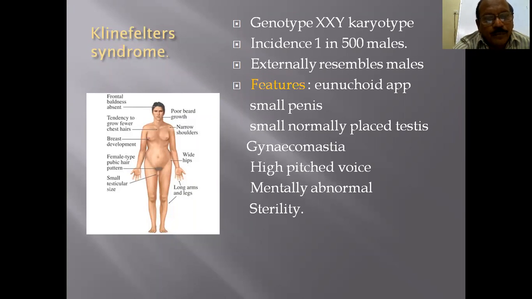Here there is poor beard development, narrow shoulders, wide hips, and long arms and legs. These are the features of Klinefelter syndrome.